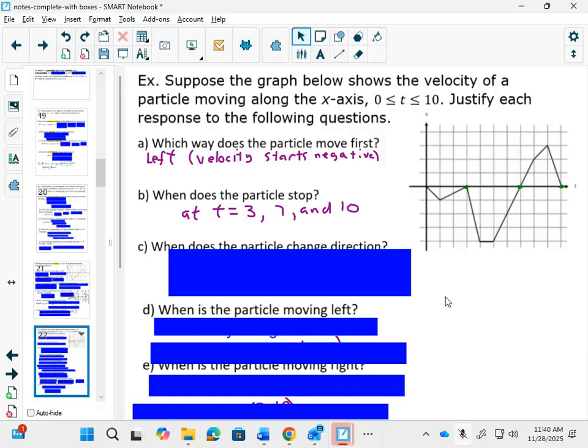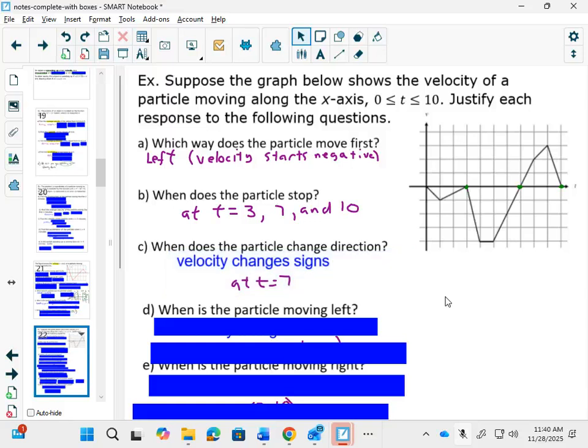When does the particle change direction? You need your velocity to change signs. So that only happens at t equals 7. So even though it stops, it doesn't decide to change directions. It still goes negative at t equals 3.